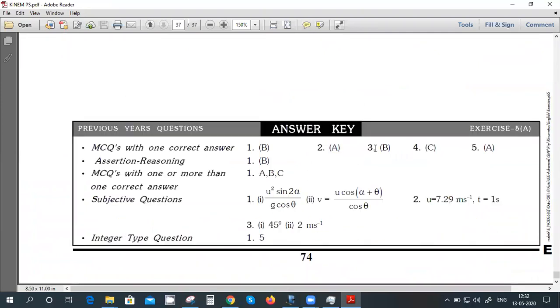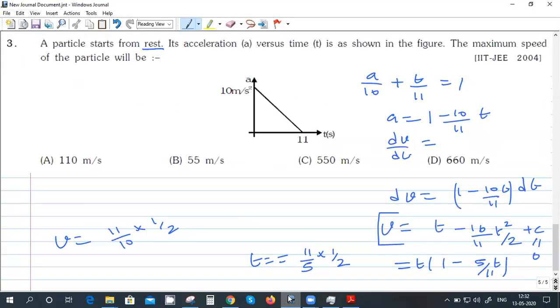Sir, a can be written as minus 10 by 11 t plus 10. What can be written? a.